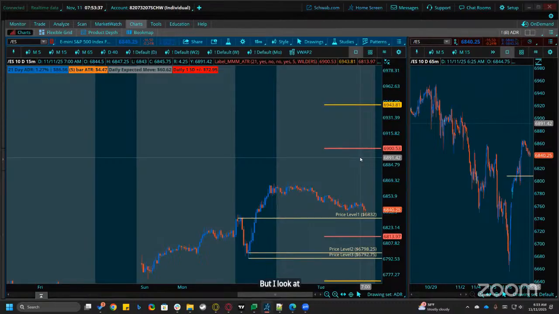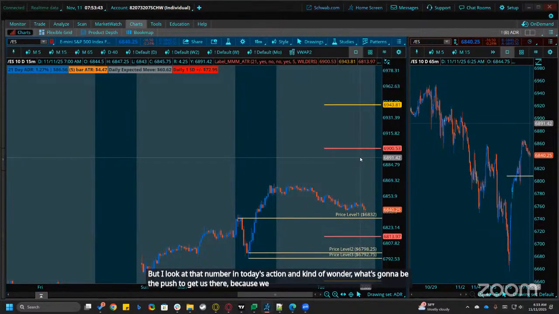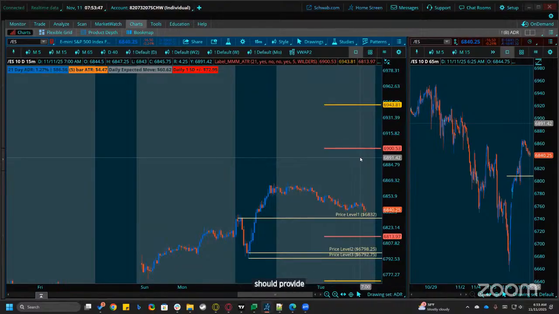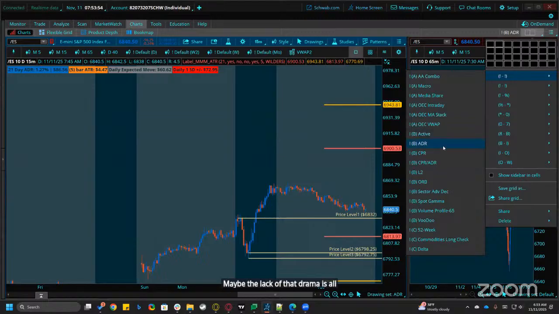But I look at that number in today's action and kind of wonder what's going to be the push to get us there, because we don't really have any economic schedule today. Nothing that should provide that sort of drama. Maybe the lack of that drama is all the excuse we need, huh?